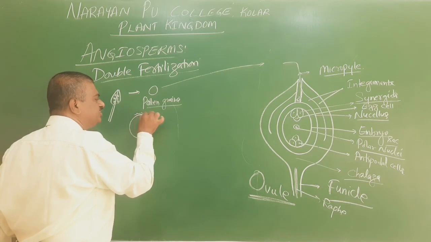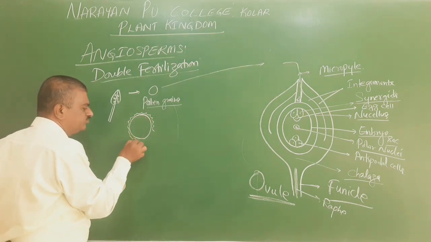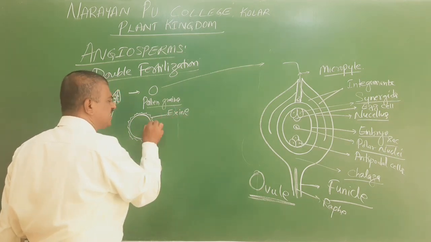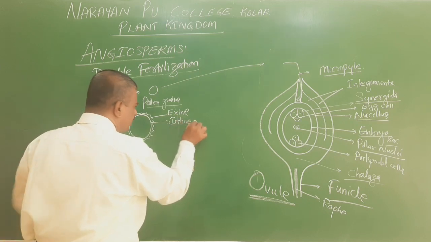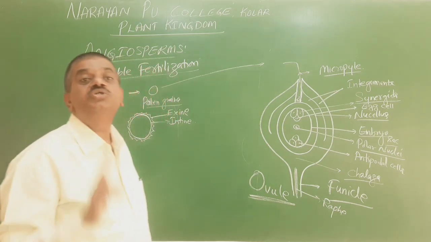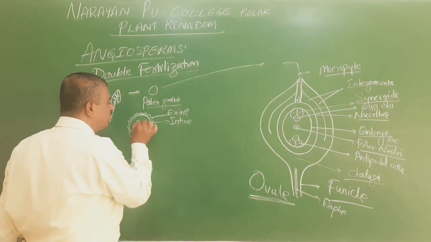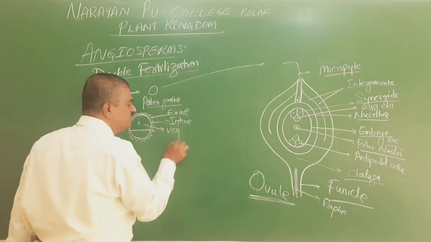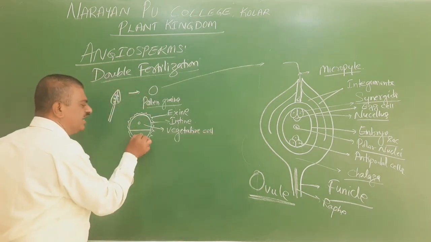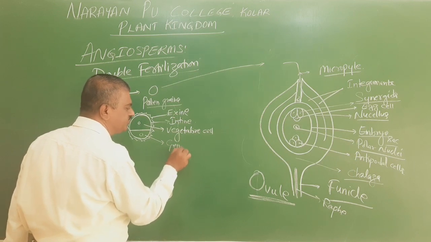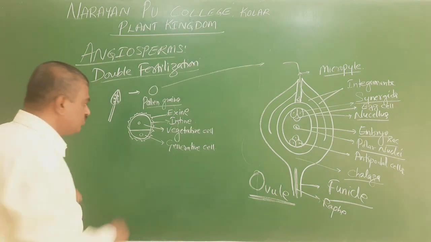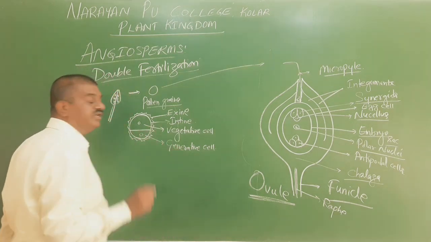Here, as I mentioned, there is a presence of exine and intine. The pollen grain is divided, or split, into two cell stages. One is the bigger cell called the vegetative cell, and the other is called the generative cell.